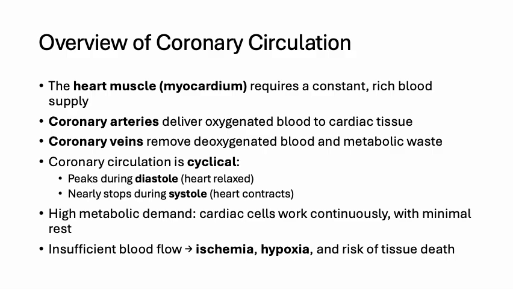The best blood flow occurs when the heart is relaxed, during diastole, because the muscle isn't compressing the vessels. During systole, especially in the left ventricle, the strong contraction compresses the coronary arteries and reduces flow. Because of this and the heart's high metabolic demand, even a short disruption in coronary circulation can result in ischemia, which is a reduction of blood supply, and eventually hypoxia, or oxygen deprivation. If prolonged, this can lead to death of cardiac tissue, known as a myocardial infarction or a heart attack.